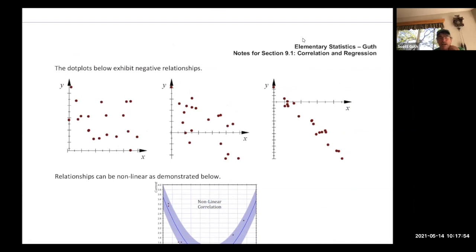I just wanted to do some graphs of negative relationships. So these are ones where one variable increases, but the other tends to decrease. Okay, so let's put that in parentheses here: as one variable increases, the other tends to decrease. And so you just think about things that sort of degrade. Like my IQ tends to go down as my age goes up, stuff like that.